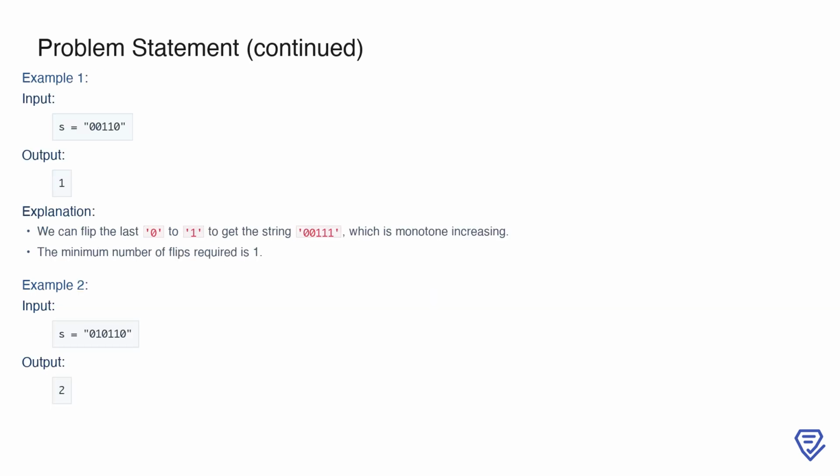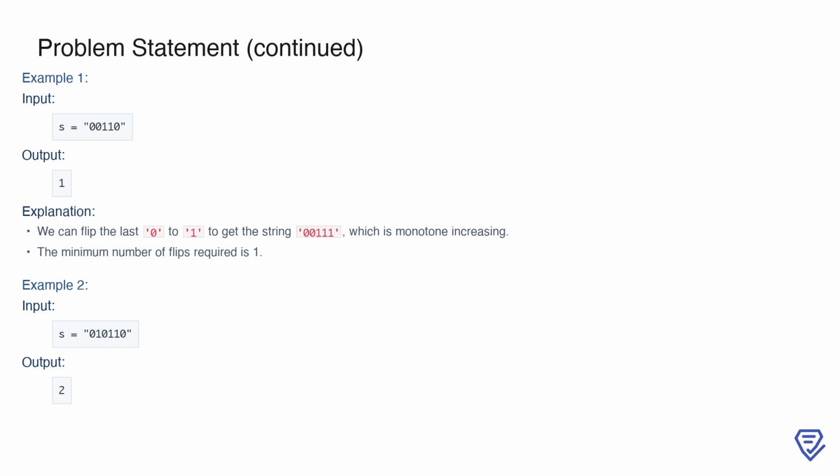Let's look at the first example. The input string S is 00110. To make the string monotone increasing, we can flip the last 0 to a 1, resulting in the string 00111, which is monotone increasing because all the zeros are grouped together, followed by all the ones. In this case, only one flip is required, so the output is 1.